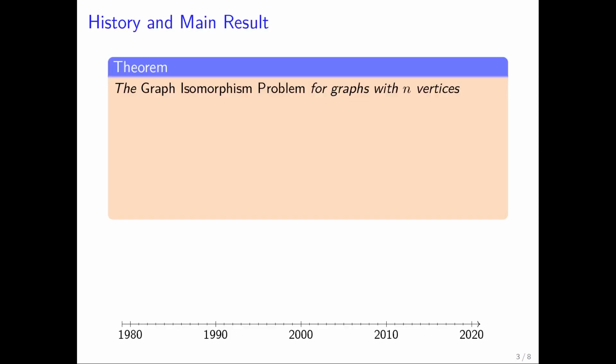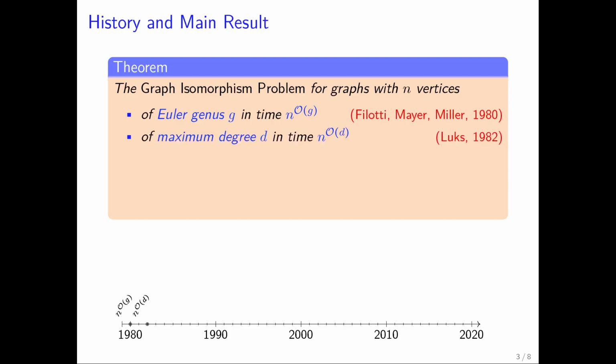What do we know about the problem? One of the first results was given by Filotti, Mayer and Miller in 1980. They showed that for graphs of bounded Euler genus, the problem can be solved in polynomial time, where the degree of the polynomial depends linearly on the genus of the graphs. 2 years later, Luks developed a group theoretic framework in order to tackle the problem. With his pioneering work, he could show that for graphs of maximum degree d, the problem can also be solved in polynomial time. And again, the degree of the polynomial depends linearly on the maximum degree of the graphs.